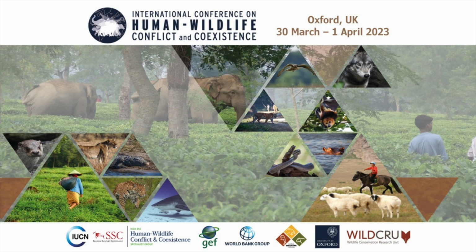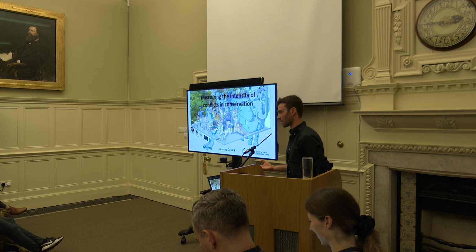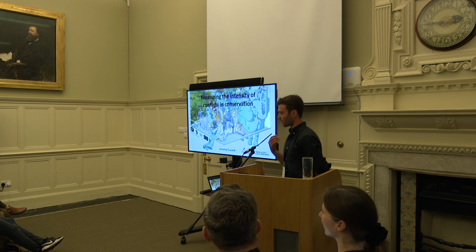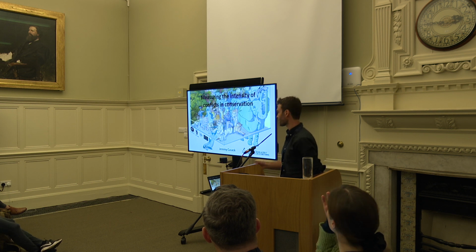So my name is Jeremy and I work in Chile for the Center for Ecosystem Modeling and Monitoring. And my line of research is basically trying to measure and predict conflicts in conservation. I'm an ecologist, conservation ecologist and modeler. I am by no means a social scientist, and I prefer to say that because a lot of the work I'm going to present involved a lot of collaborations with social scientists, and I think it's really key to acknowledge that.